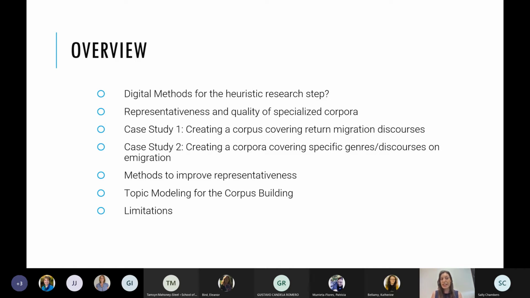And then I'm presenting some methods that can improve the representativeness of corpora, and then going specifically into topic modeling for the corpus building, which I mainly use. So I was mainly working with topic modeling and also in connection with Jupyter notebooks and how I was working with that, and showing some limitations, of course, too.